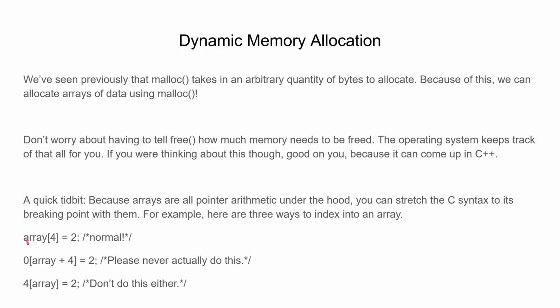This is the normal way to accomplish something like this. You can have 0 sub array plus 4, and what this does is, starting from address 0, I want to grab whatever is at the address of the array plus 4 times however big the data in that array is. Again, it's really clunky, it's really hard to read, and you should never actually do this in code you care about other people being able to read. And a similar effect is gotten by saying, starting from address 4, add the address of the array equals 2. Please, never actually use these bottom 2. This is an interesting little bit of trivia.